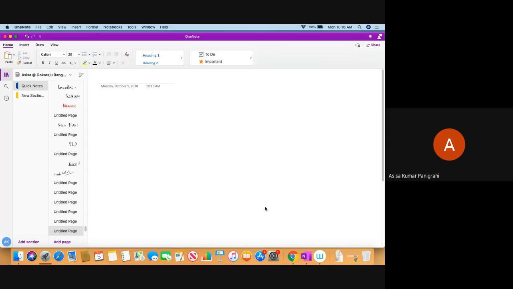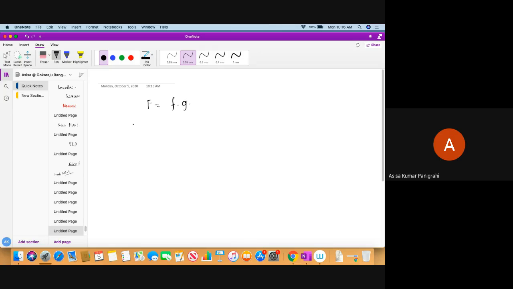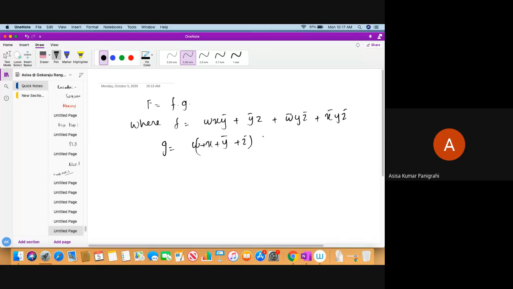And at the end we have seen one of the important questions: with the help of a K-map, you have to simplify the given function. We'll be giving F, which is f and g, where f is w x y bar, or y bar z, or w bar y z bar, or x bar y z bar. And g is w x y bar or z bar, and x bar or y bar or z, and w bar or y or z bar. So this is given. You have to simplify this capital F.